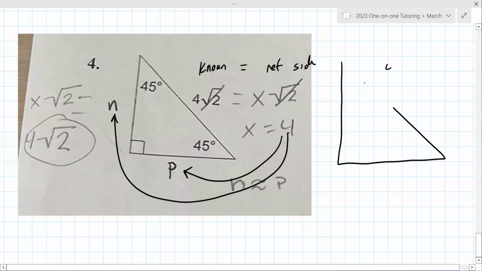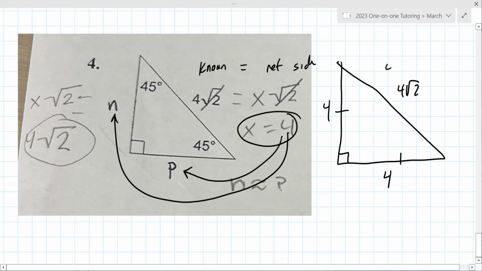So I'm not sure I completely get what you got here, and I'm not sure I completely agree with how you're presenting your work. But if the hypotenuse is 4 root 2, each leg is 4 in this problem. X in this case represents the legs. And down here, you say N is equal to P. It's like you've gone backwards here on the left, so you probably want to cross that out.